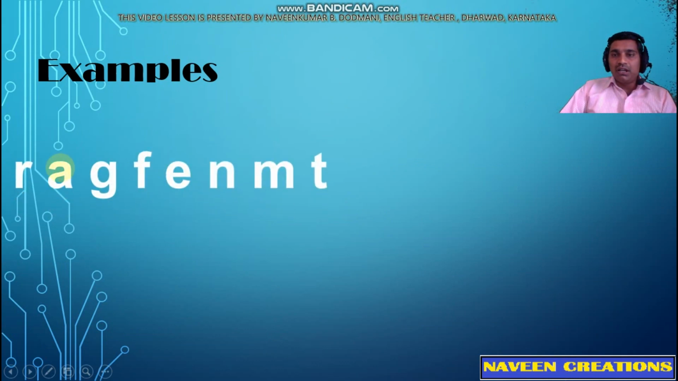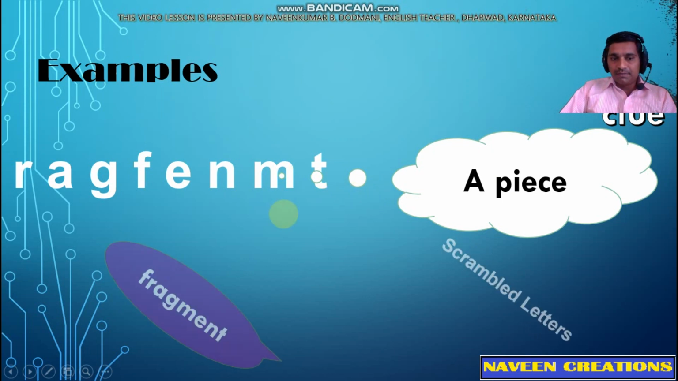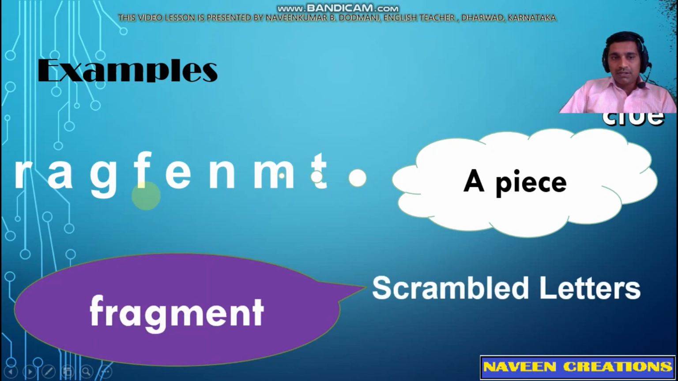The next jumbled letters are R A G F E N M T. The supplied clue is a piece, which means a part. So let us rearrange the letters in the right sequence. F R A G M E N T. I have taken these letters from the given question only. So fragment means a piece.